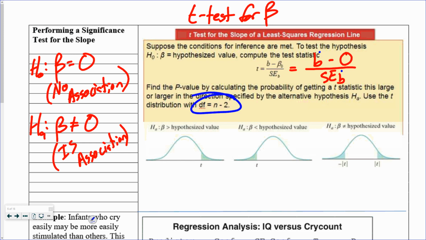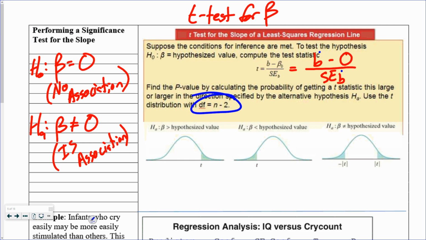Still having degrees of freedom n minus 2. Still calculating or interpreting p-values just as we always have. Recall, we interpret p-values as the probability of observing a test statistic this extreme or more extreme given the null hypothesis is true.